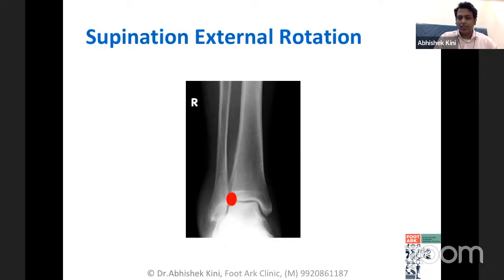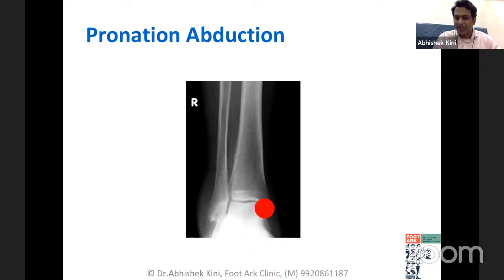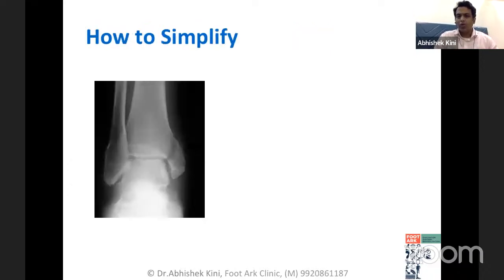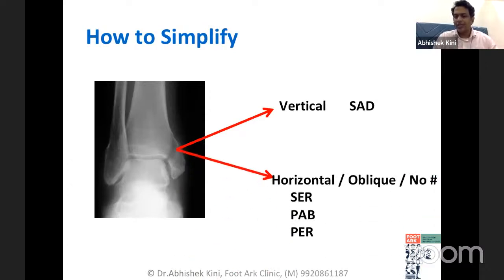In supination external rotation, again it starts laterally on the anterior surface at Chaput's tubercle and rotates externally. So you have a transsyndesmotic fibula fracture, posterior malleolus, and you may have a medial malleolus or deltoid complex injury. In pronation abduction, it starts medially, goes on to the syndesmotic part, and you may have a comminuted fibula. In pronation external rotation, again it starts medially, goes on to the syndesmotic part, and has a suprasyndesmotic fibula. How to simplify it? If it's a vertical medial malleolus, it's a supination adduction injury. If it's horizontal, you can have the remaining three: supination external rotation, pronation abduction, and pronation external rotation.